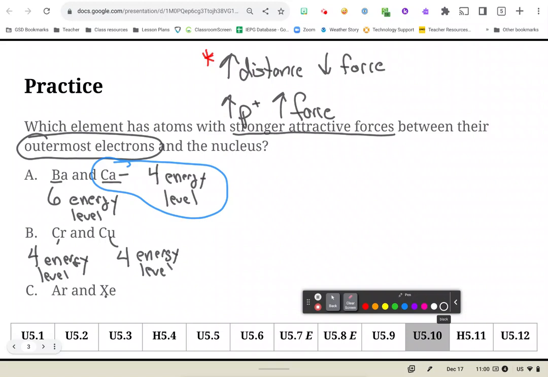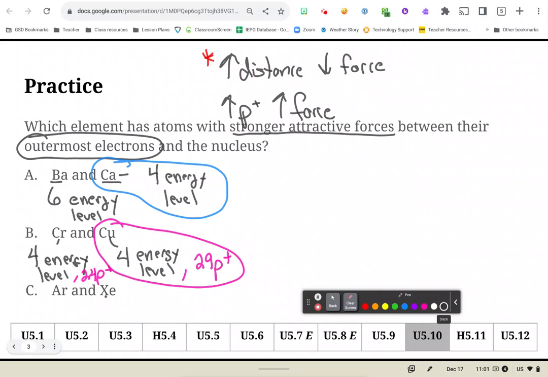So we actually can't just use the energy levels to figure out which has the stronger attractive force. Now we have to go to the number of protons. Chromium has 24 protons. Copper has 29 protons. So we go back to our scientific principle at the top of this slide: the more protons, the stronger the force. So copper is going to have a stronger attractive force.